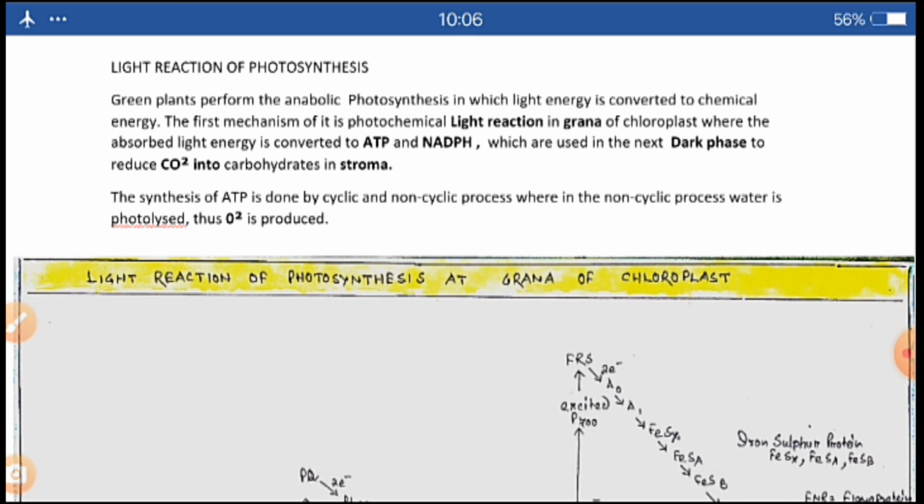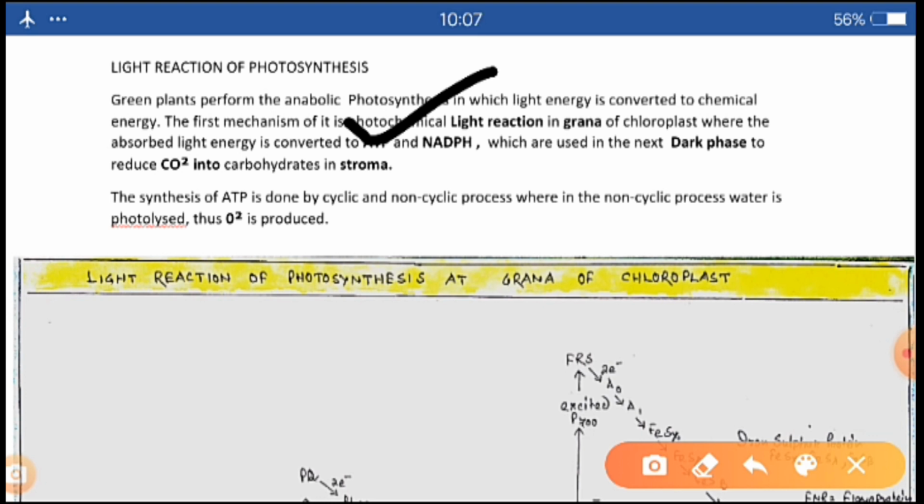You know, photosynthesis is an anabolic process in which light energy is converted to chemical energy, and the whole process is divided into two phases, light phase and dark phase. Though the nomenclature is like that, both these phases are performed in daytime.